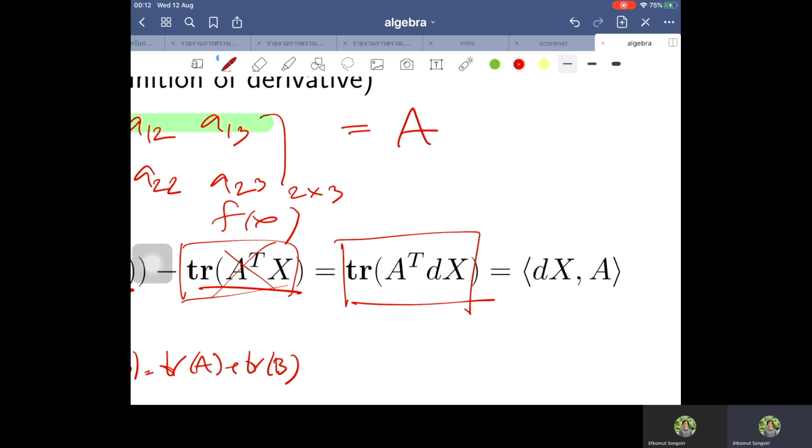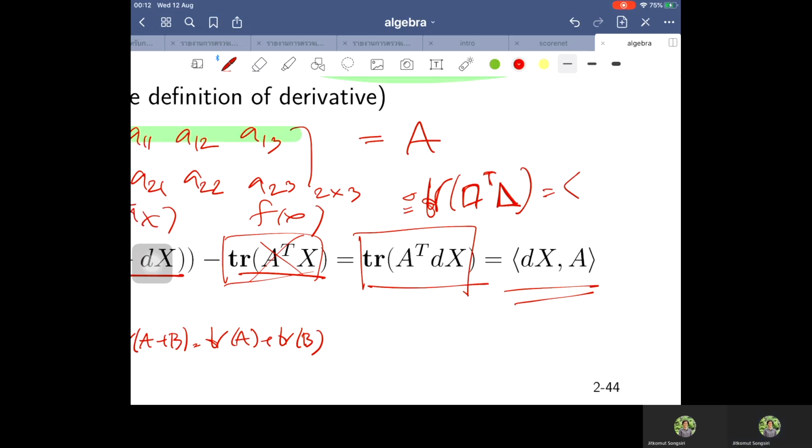Now, it is in the form of what? It is in the form of the trace of some matrix transpose with another matrix. So it's actually an inner product. And it is the inner product of what?